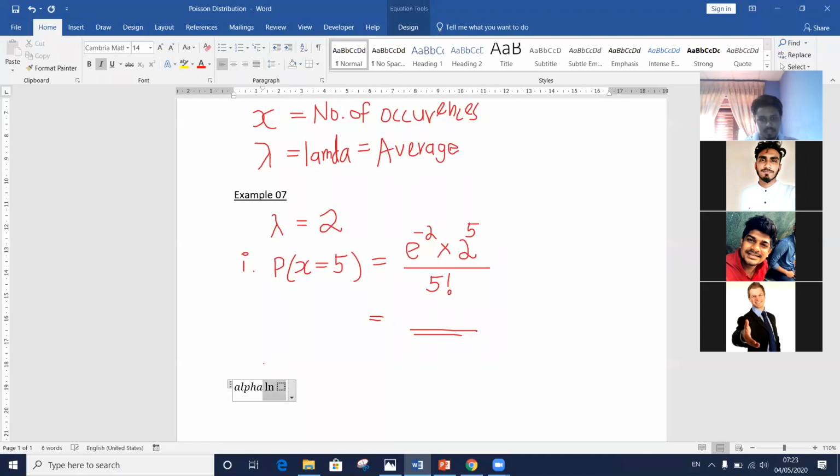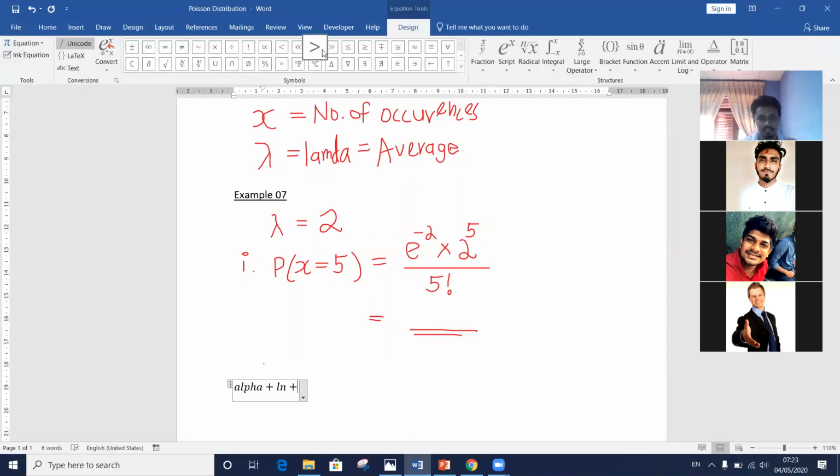Ln, right? Alpha, don't press this plus button now. Then ln, then you will have e. Then you want to have that power button, right? Yeah, the power button. I will use this.